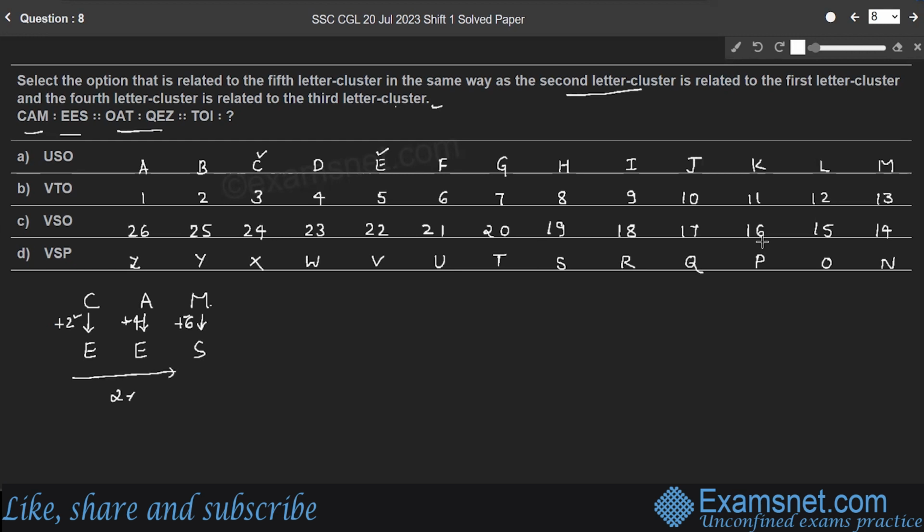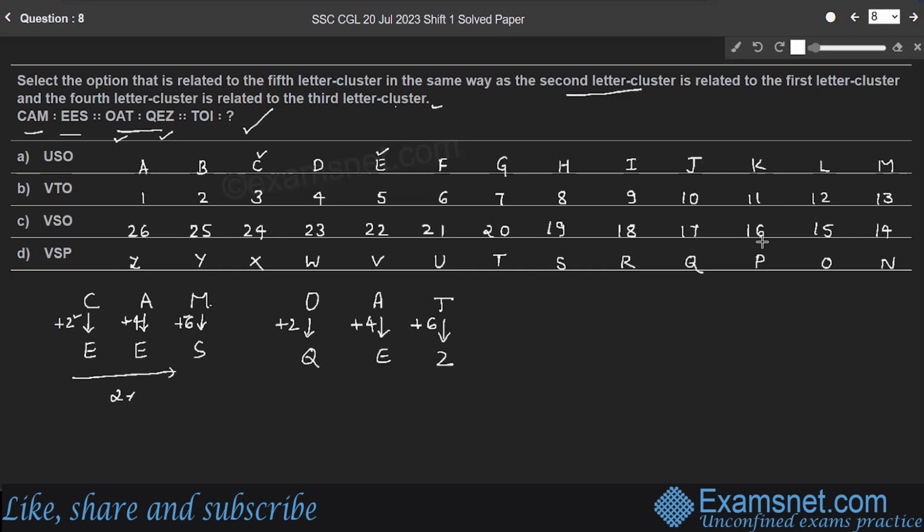Similarly, for the third and fourth clusters, OAT is related to QEZ. Following the same logic, O is 15, Q is 17. So O plus 2. Whereas A plus 4 is E and T plus 6 is Z. T is 20, Z is 26.